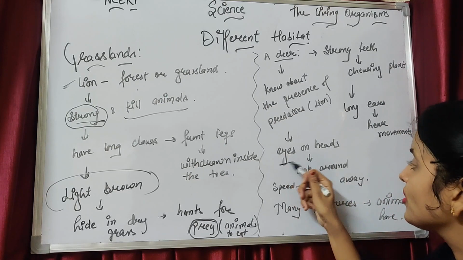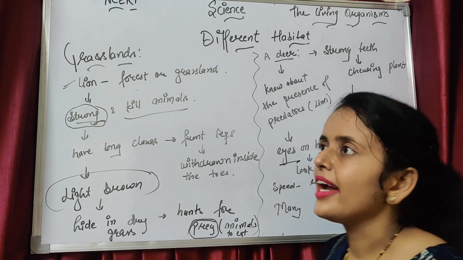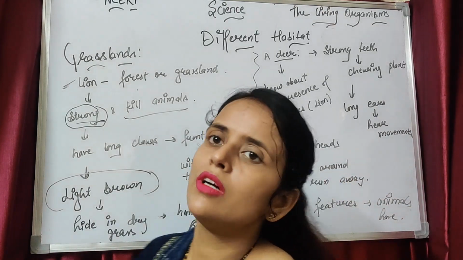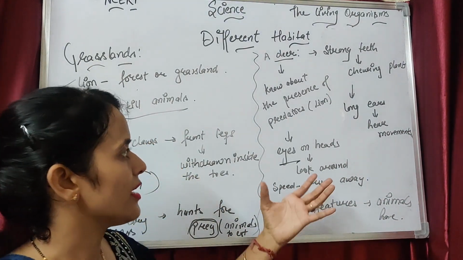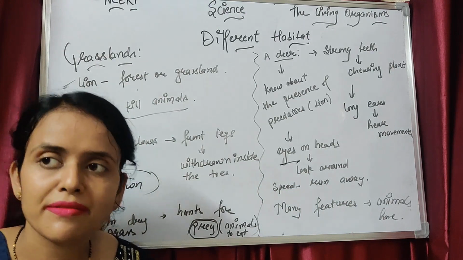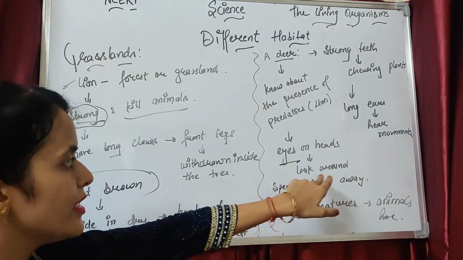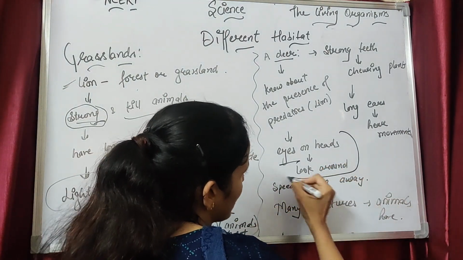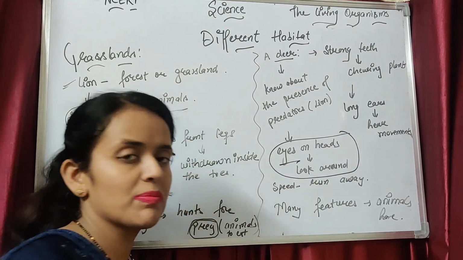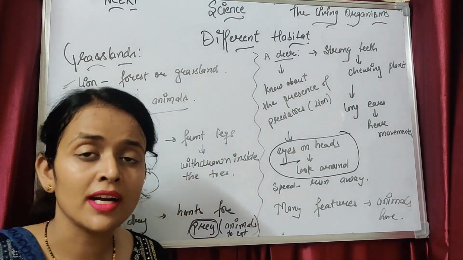Deer have eyes on the head. Due to these eyes on the head, it will look all around him to see where the lion is present, and whether anyone is there for hunting. Eyes on the head will help the deer look around the surroundings to see whether a predator or any hunter is there.